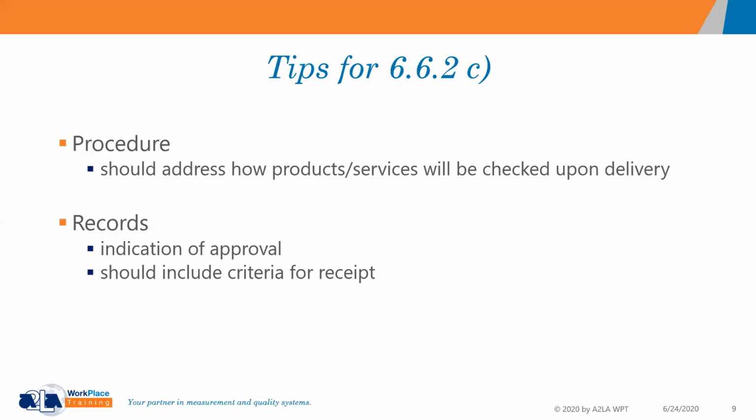You can be a little vague with it. As long as the procedures are ensuring that this check gets done, you can kind of manipulate the procedure to how you want. You don't have to go into a lot of detail as you would maybe for 662A and 662B. And as far as records are concerned, you want to make sure that you have a record of approving this product or service before you actually put it into use.